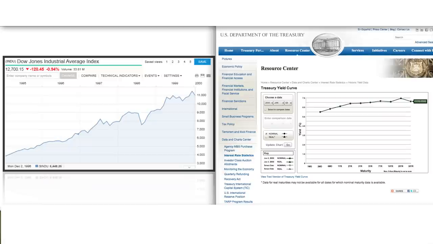So let's look at how the Treasury yield curve looked back at the beginning of 2000. You can change the dates right here. We put in January 2000. It must have been a weekend for the 01 and 02, so we'll just use 03 here. We hit go, and there's our chart. This is what the yield curve looked like back in 2000.